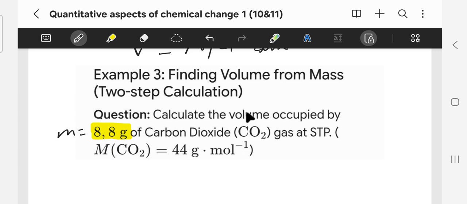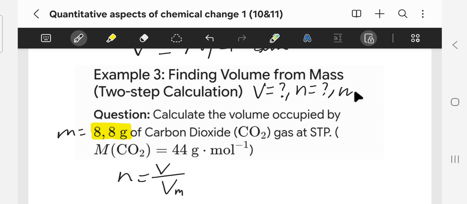So that's what we are going to do. We are looking for what here? We are looking for volume. So let's just list down our information. We are looking for volume, and we do not have the number of moles. Remember, if we are looking for volume, we use the formula n is equal to V over Vm. But as you can see, we do not have the number of moles. So that's what we are going to have to find. But we are given the mass, and we are also given the molar mass. The molar mass in this case of carbon dioxide is 44 grams per mole. So we are going to use that information to find our volume.